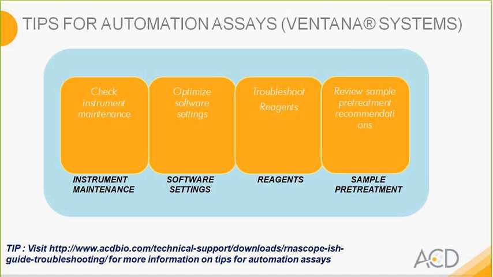For automated assays, we are going to review some of the tips that we found useful. The first tip covers instrument maintenance, software settings, troubleshooting reagents, and performing sample pretreatment. For automated assays, visit our troubleshooting guide for additional information.